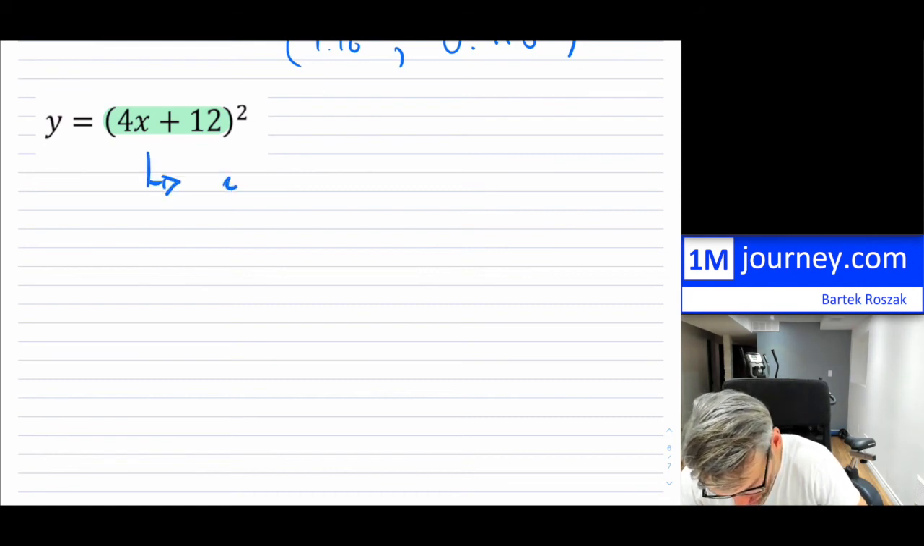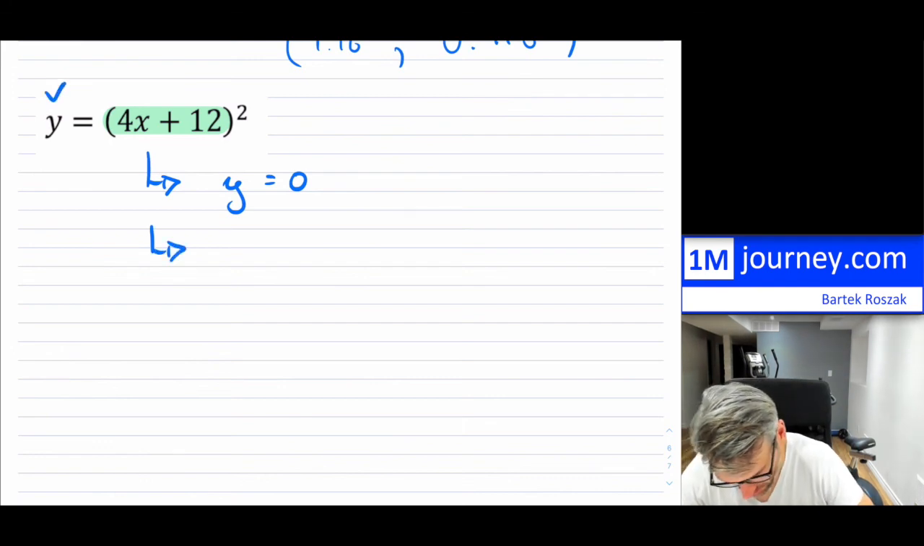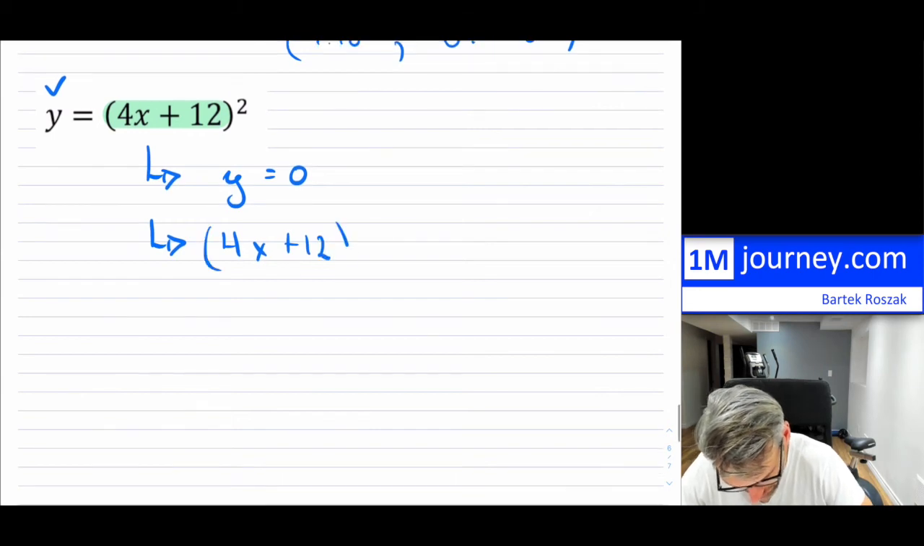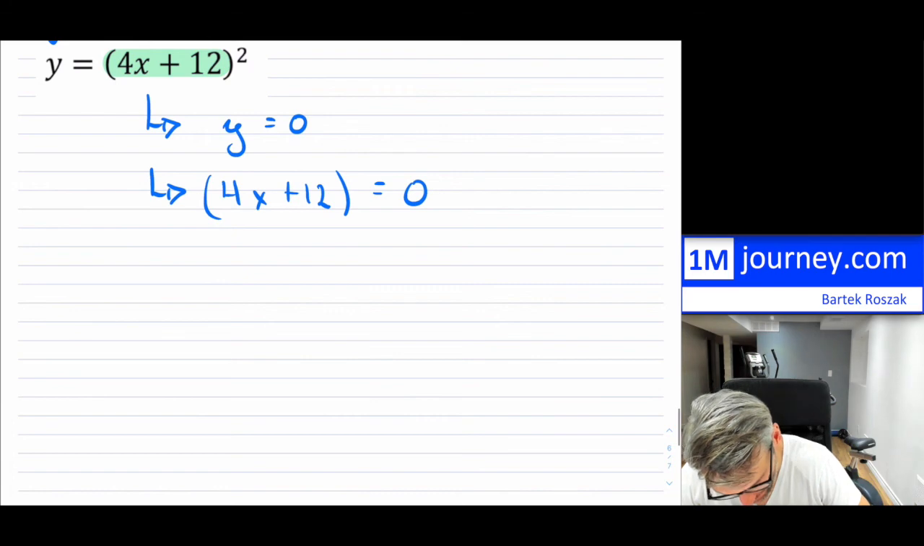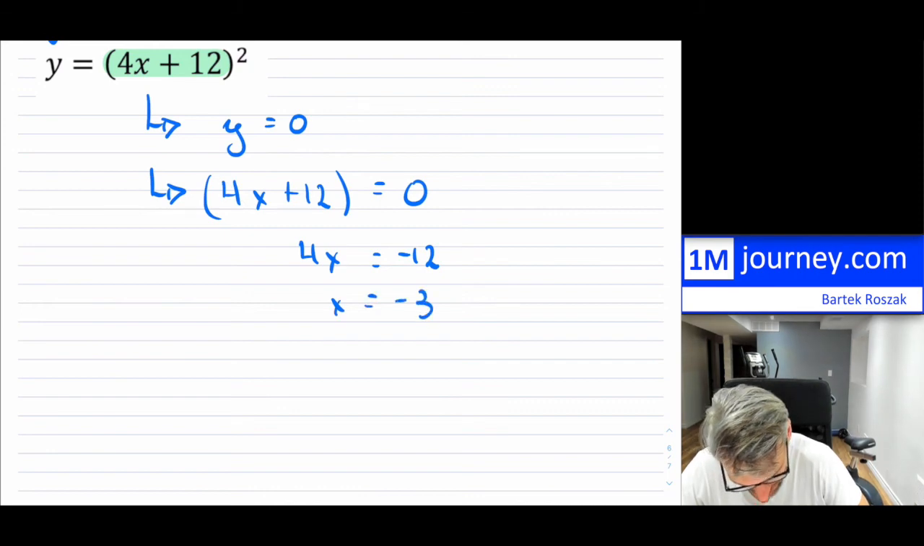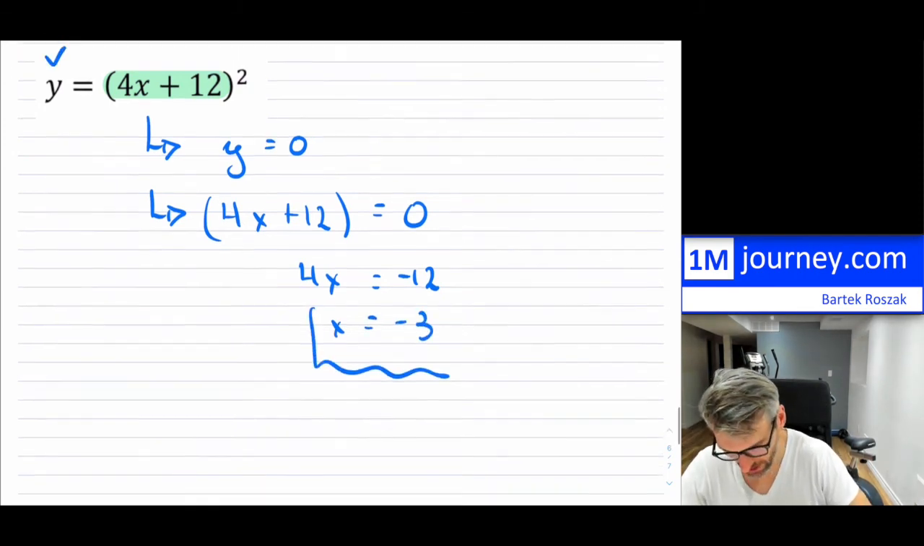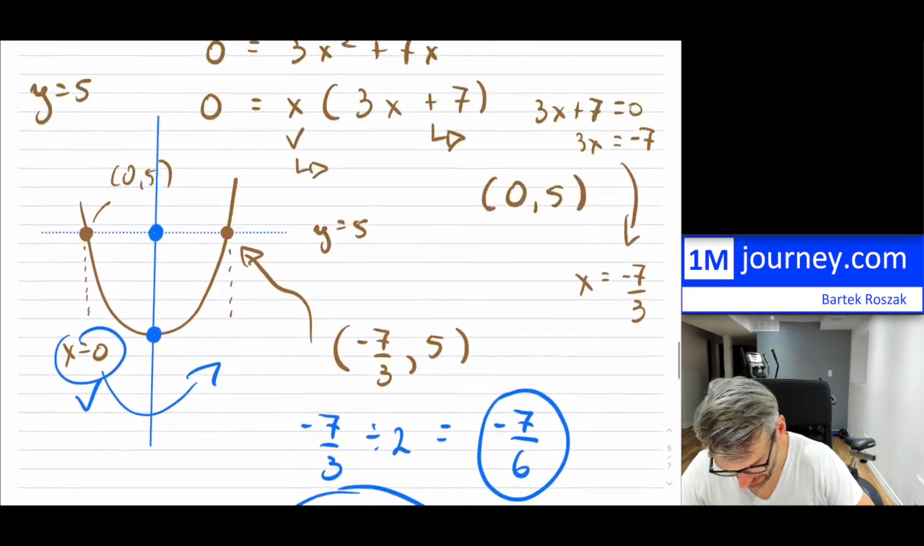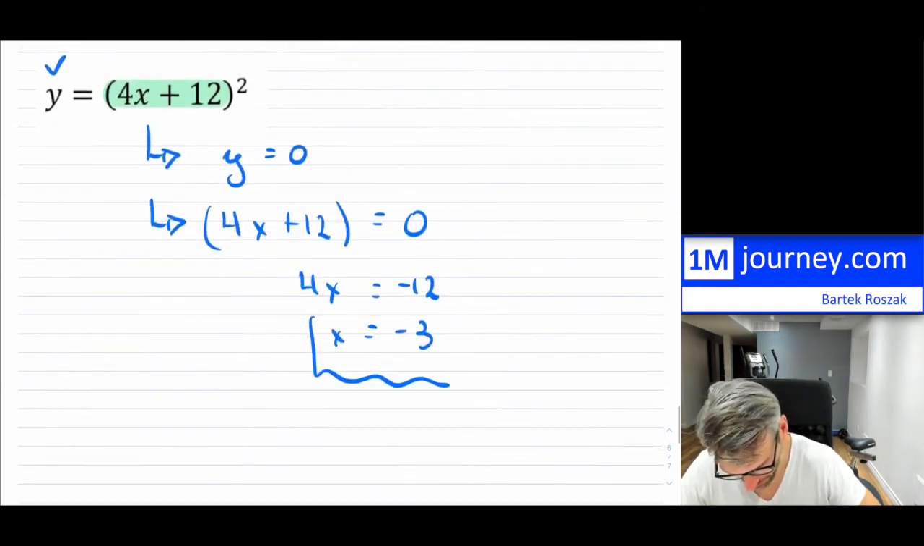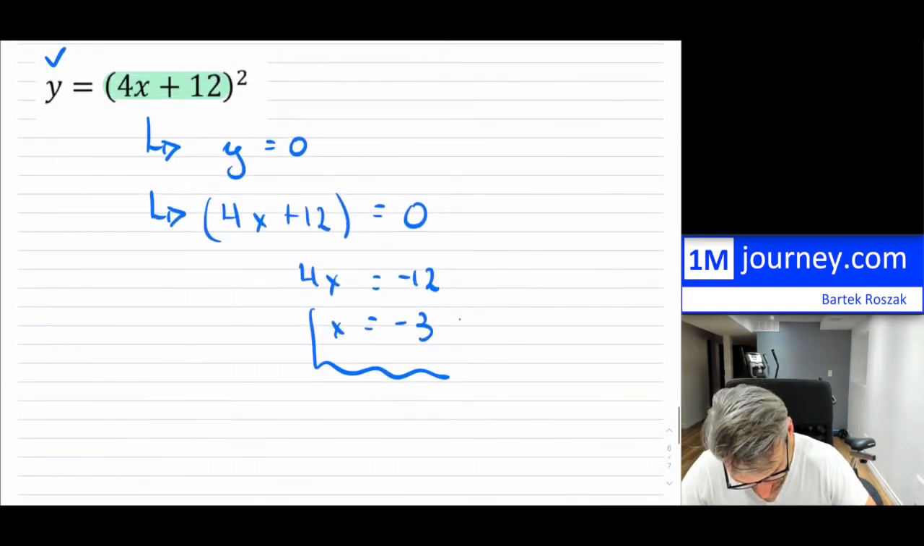So we can set y equal to 0. And y equal to 0 means you're going to get 4x plus 12 equals 0. So let's solve for x. That's going to shift the 12 over. 4x, divide by 4, it's going to give us this. All right, so that's what we have. And we have 2 of those zeros.